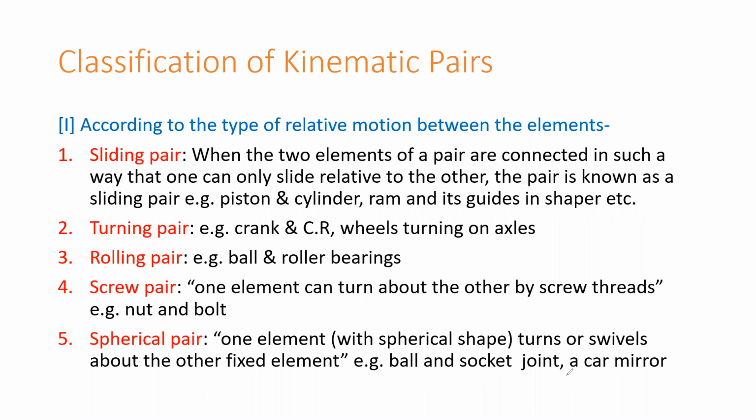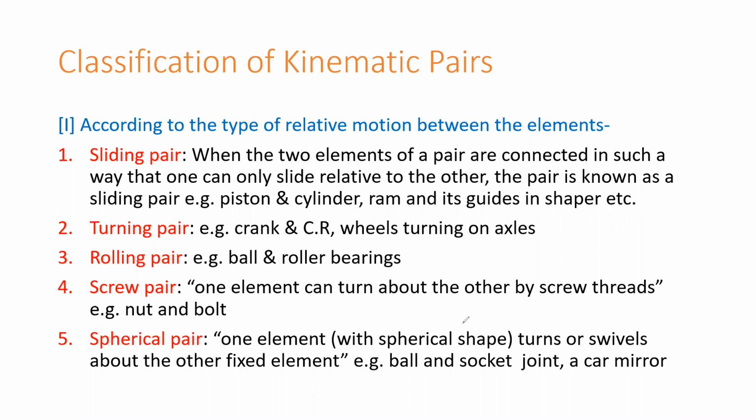Then another example is a car mirror. You can tilt it, you can turn it about all three axes, x axis, y axis, and z axis. You can only turn about all these three axes. So you can say that the attachment of the car mirror makes it a spherical pair. The mirror is one element, and what it is attached to is the other element. Those are the examples of spherical pair.